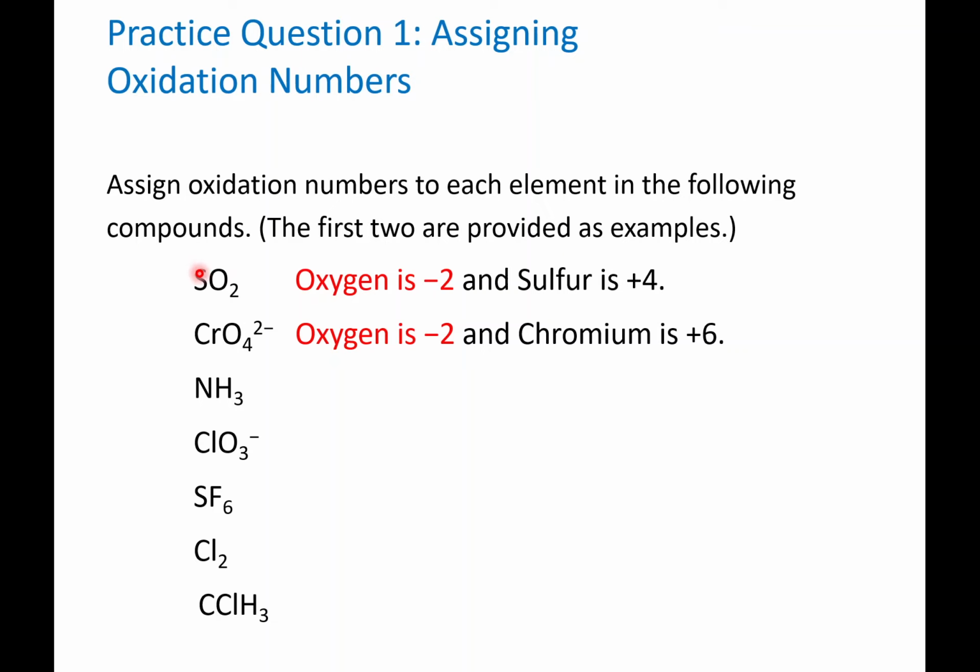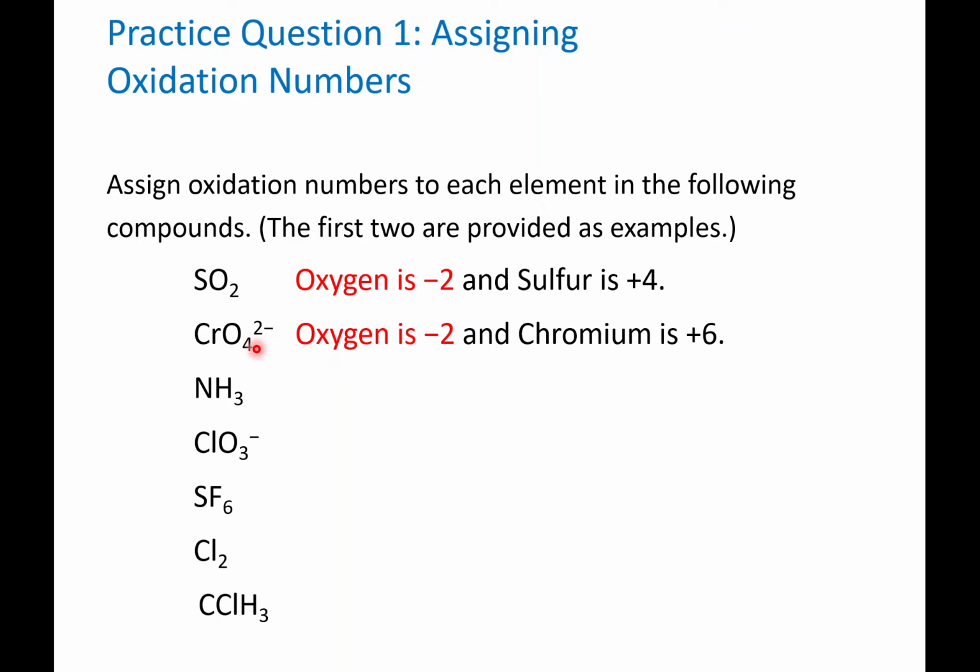SO2 doesn't have a charge. So whatever sulfur is has to balance out the oxygen oxidation numbers, so that -4 adds up to 0. Okay, so sulfur in this case has to be a +4 oxidation number.